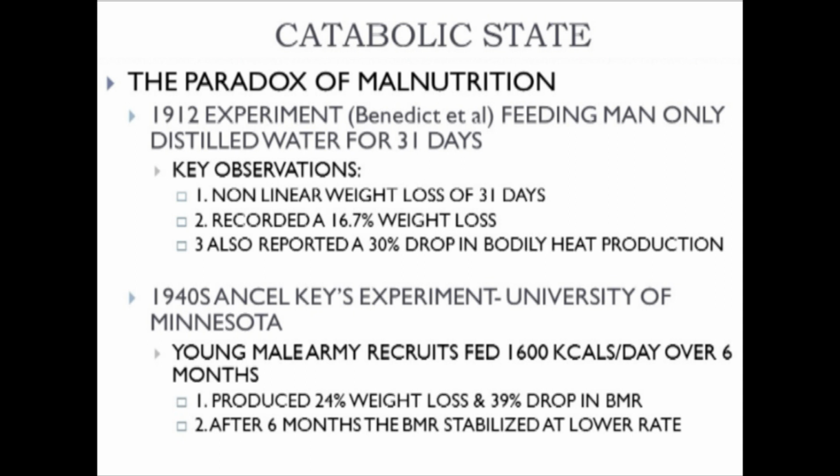That's the 1912 experiment. By 1940, Ansel Keys out of the University of Minnesota did some interesting research here with young male Army recruits. They were put on a 1,600 calorie a day diet over 6 months. That was very prolonged. It produced a 24% weight loss, but also a 39% drop in basal metabolic rate. So again, this discordance that was originally found in the Benedict 1912 experiment got reproduced here. What Ansel Keys was able to demonstrate, though, was that after 6 months, the BMR stabilized and remained constant, at a low state.